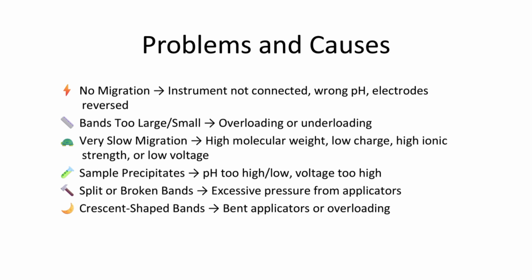When you see split or broken bands, the cause is often excessive pressure applied when using wire applicators. Finally, crescent-shaped bands are typically the result of bent applicators or overloading the sample. In short, most electrophoresis errors come from equipment setup, sample preparation, or improper application techniques. Recognizing these issues allows us to troubleshoot quickly and ensure accurate results.